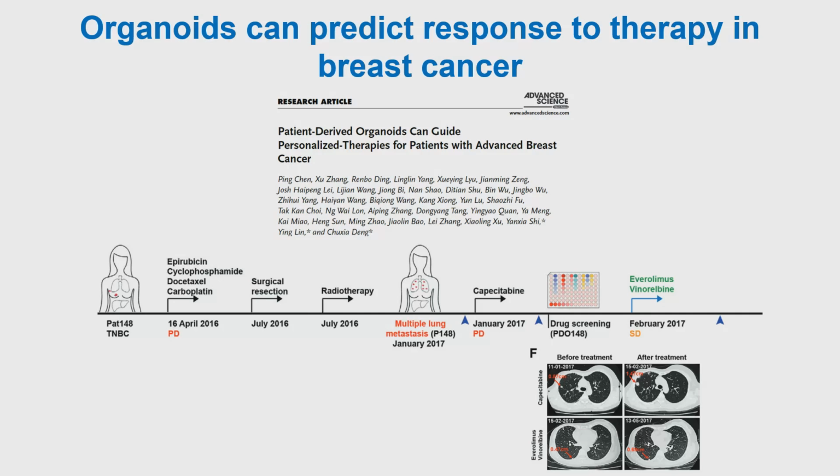Unfortunately, 7 months later, the same patient relapsed and they identified multiple lung metastases in January 2017. So they provided another chemotherapy called capecitabine. However, with this drug the disease was still progressive and the tumor was still growing.